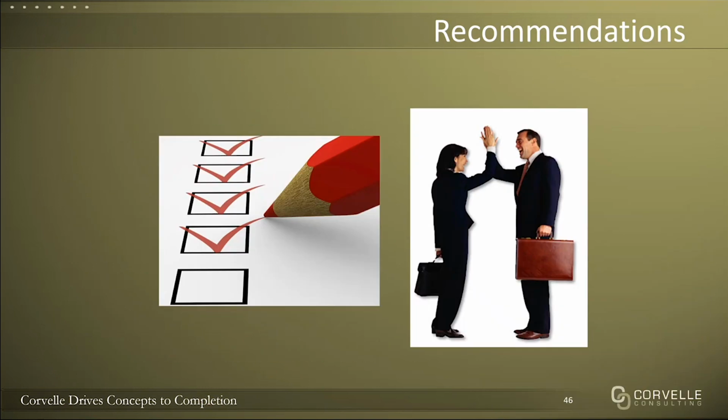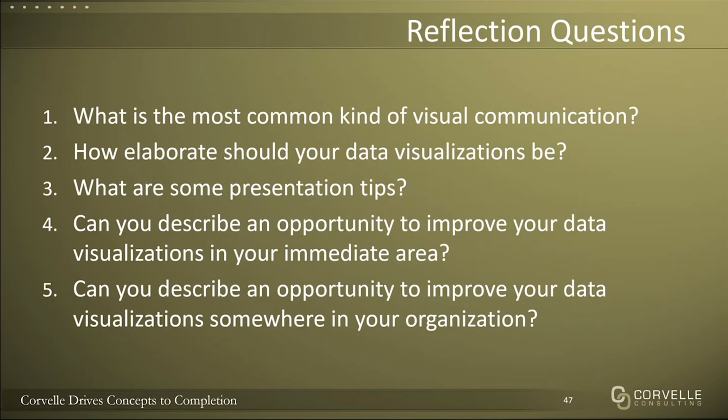So I hope you like those recommendations. They'll lead to success. So some ideas to think about. What's the most common kind of visual communication? There are 4 types: the idea illustration, the idea generation, and the one that we use the most, the data visualization, is the most common.